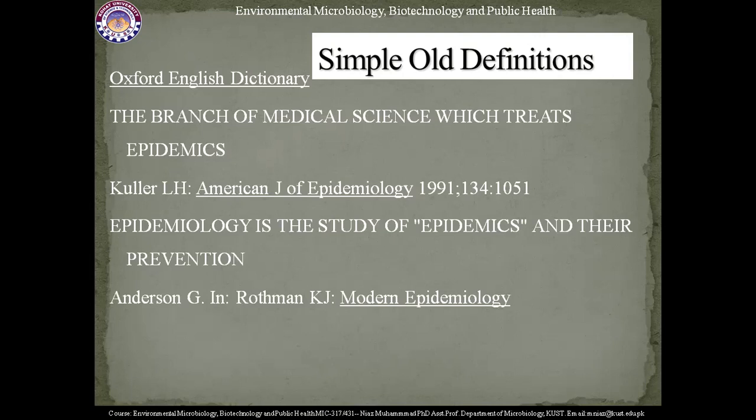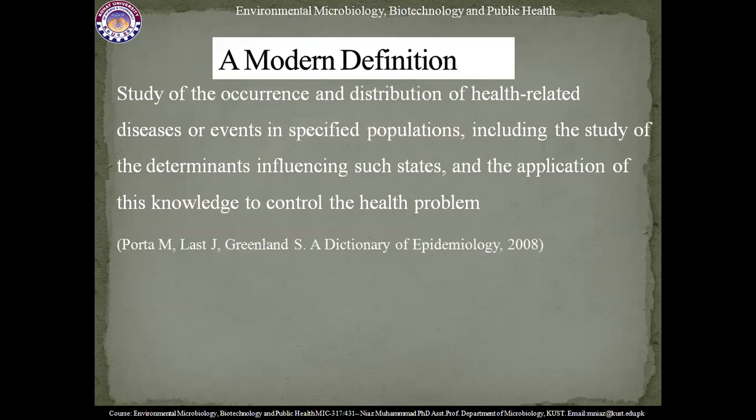Thirdly, Anderson, Chia, and Rothman KG, modern epidemiology. According to them, the study of the occurrence of illness in a population at a specific time is called epidemiology. These are the simple and old definitions. A modern definition, we are going to see what the modern definition of epidemiology is.